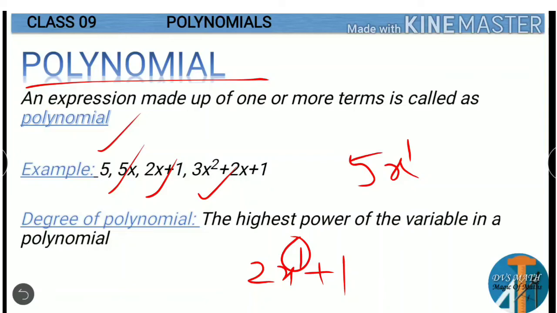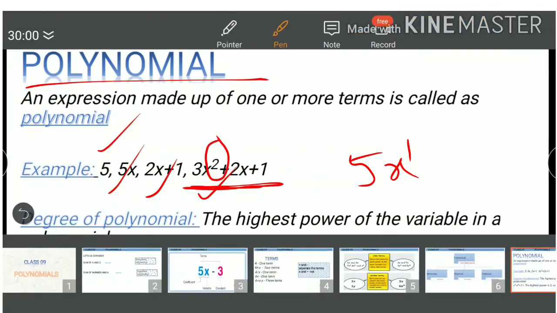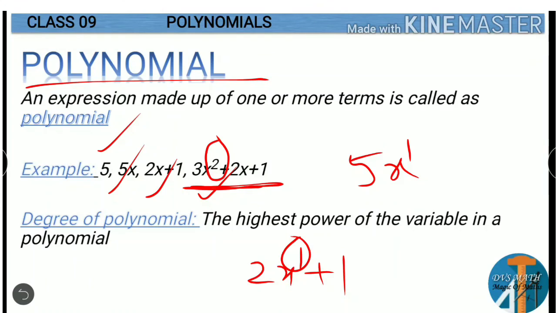In the same way, if we consider 3x square plus 2x plus 1, remember here we have 2 powers, x square and x to the power of 1. You have to consider the highest power. Here the highest power is 2, so the degree of this expression is 2. Clear? So this is about the degree of the polynomial. The highest power of the variable in a polynomial is called the degree of the polynomial.